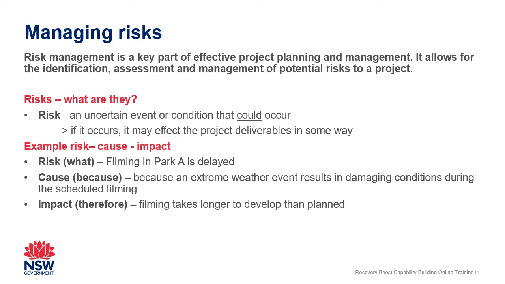A good way to describe a risk is in three components: the example risk, the cause of that risk, and the impact. So using our case study example, an example risk is the filming in Park A is delayed. What's the cause of that risk? Because an extreme weather event results in damaging conditions during the scheduled filming. The potential impact: the filming takes longer to develop than planned.